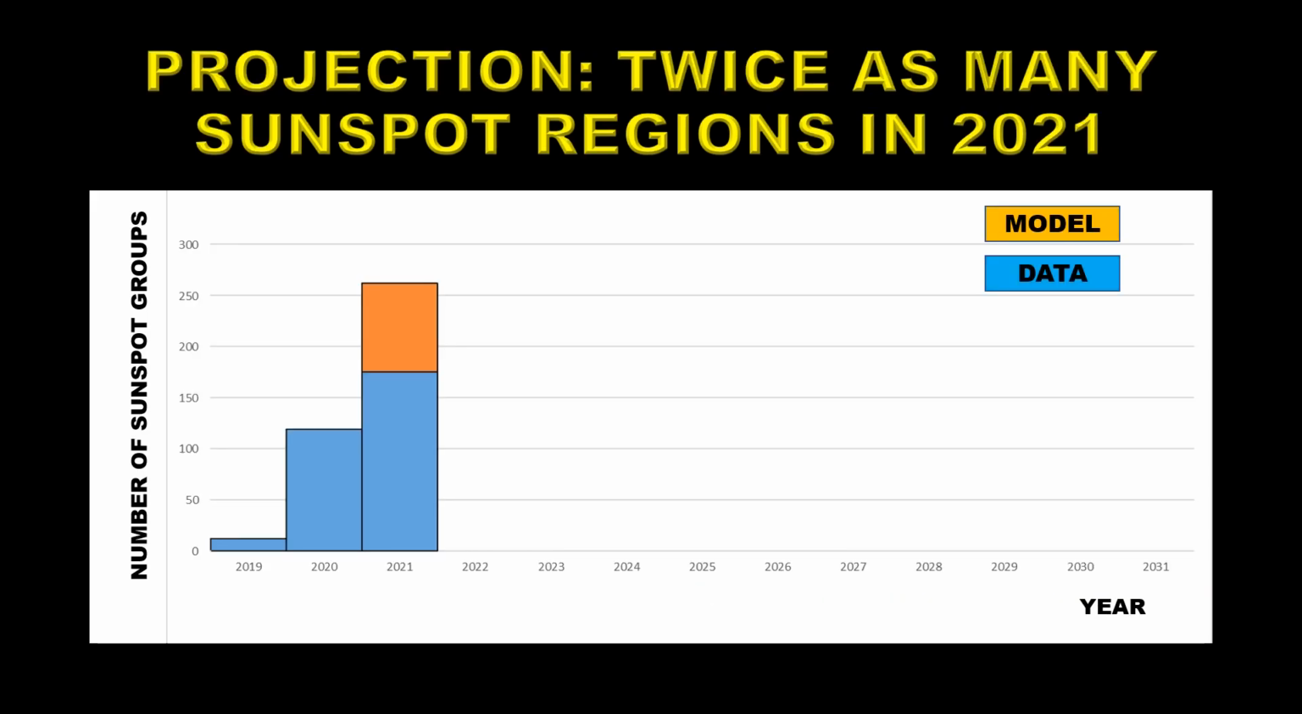So let's see if we can make a prediction about how many sunspot regions we're going to see so far this year. At the moment, we're at just over 170. Projecting forward at this rate, we should reach about 260 regions by the end of the year, which will be twice as many regions as we had last year. So it looks as though the solar cycle is continuing to accelerate. You can measure a solar cycle's progression by a number of different parameters.